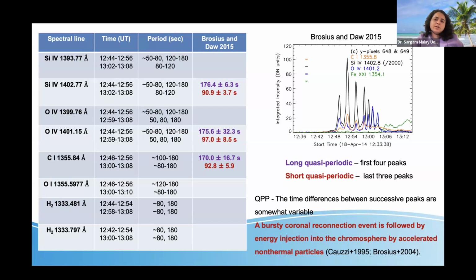Based on their results, they only focused on 2 different pixel positions along the slit position, and they have obtained these integrated intensities. Based on this, they have concluded that there is a bursty coronal reconnection that is followed by energy injection into the chromosphere by the accelerated non-thermal particles.